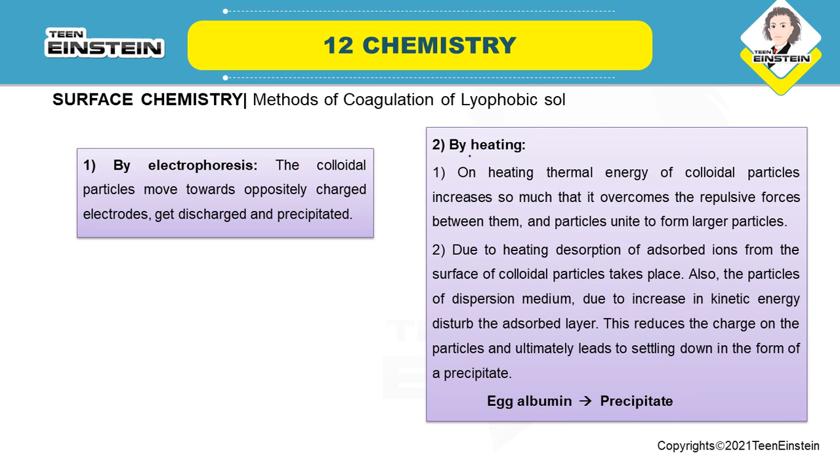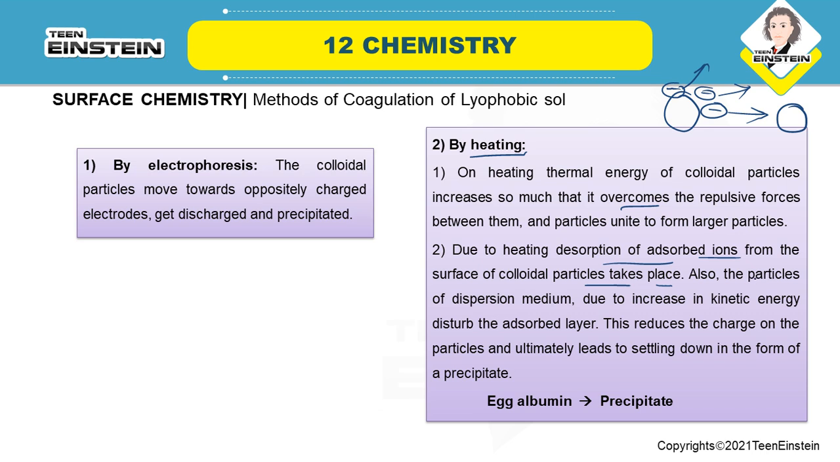by heating. That means we are providing thermal energy. When thermal energy is given to colloidal particles, what will happen? This thermal energy can overcome the repulsive forces present between them, and ultimately they can come close to each other and form large particles. Another explanation is desorption of adsorbed ions when we are heating it. We know that on the colloidal surface there are some ions, but when we heat it, these ions are desorbed, that is, removed. So now there is no charge on the surface, and when there is no charge, they can come close to each other.